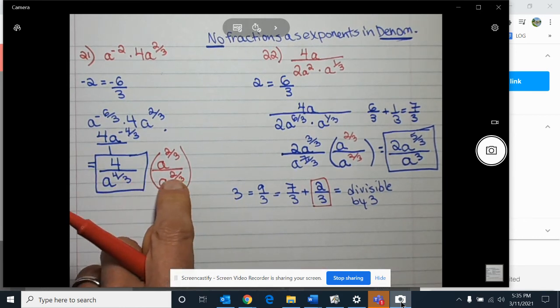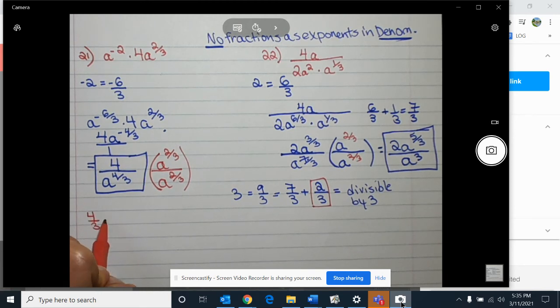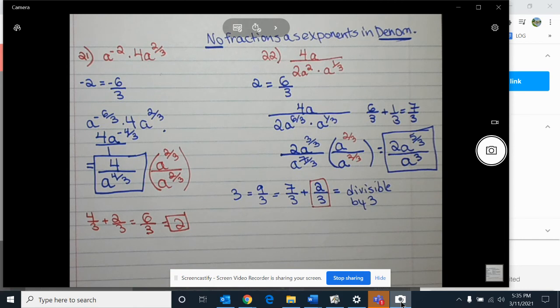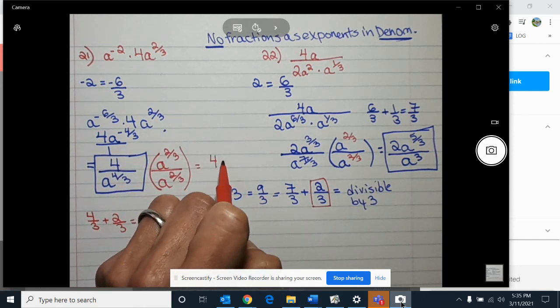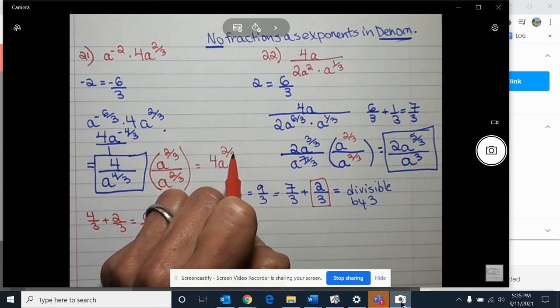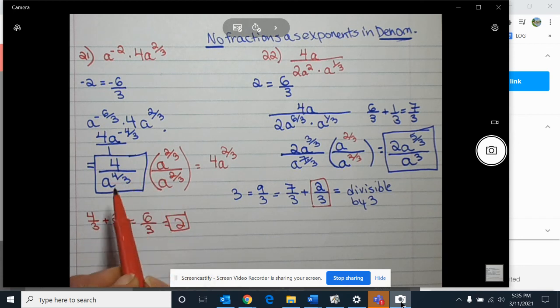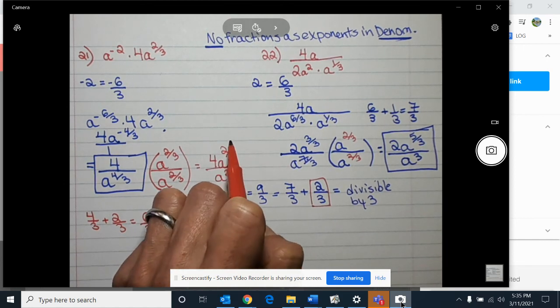And just to reinforce why 2/3, 4/3 plus 2/3 is the same as 6/3. And that is a whole number. So in the numerator, we have 4a to the 2/3 power. But down below, 4 plus 2, 6. 6 divided by 3, 2. A squared.